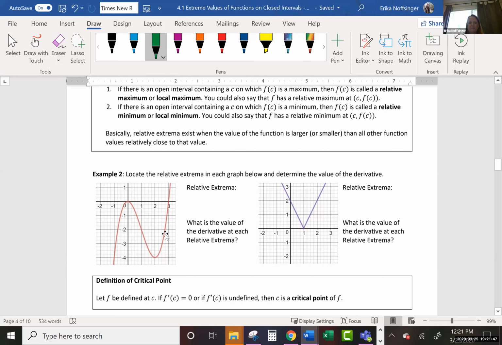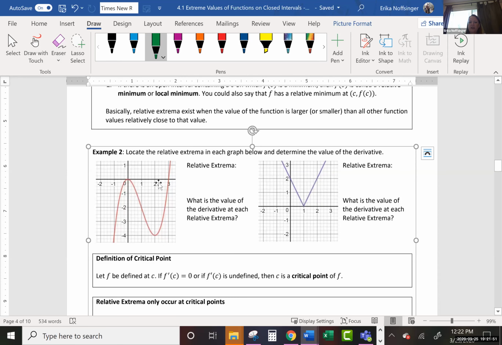Okay, so looking at the following example, there are two of them. Locate the relative extrema in each graph and determine the value of the derivative. Relative extrema is just telling me to look at this, and I'm looking for all of my maximum and minimum values that occur. It hasn't given me any closed interval, so I'm just going to assume that these graphs continue in the direction of their end behaviors.